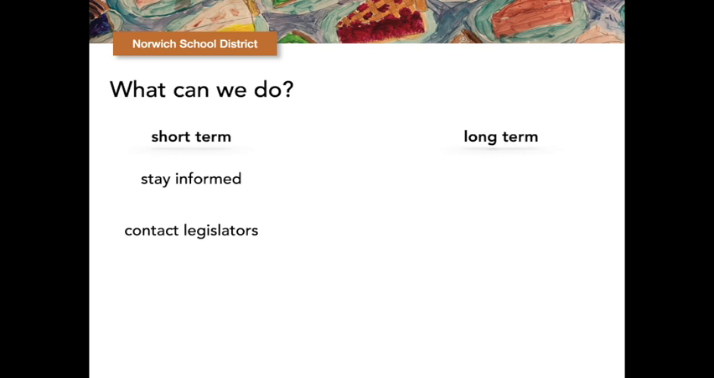There are a few longer-term options to consider as well. We could address the equalized pupil numbers. There are 4 main categories of weights: poverty, English language learners, rural schools, and small schools. Norwich can't change those last 2 categories. We're not rural nor small. We might be able to change the other 2, however, poverty and English language learners.